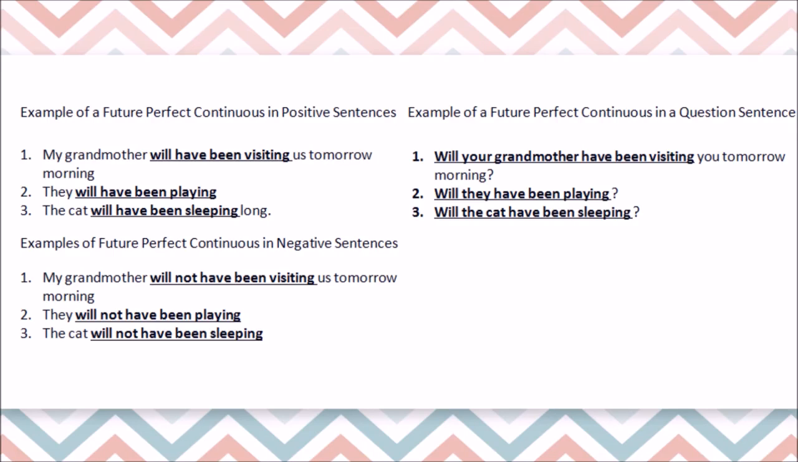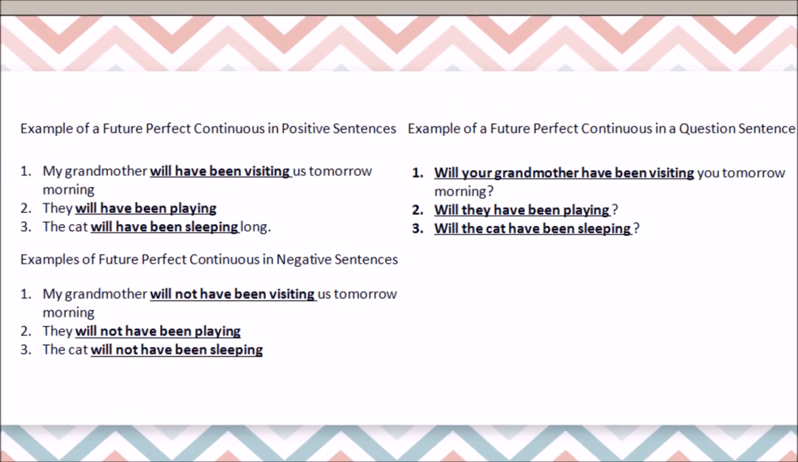Example of future perfect continuous in question sentence. Will your grandmother have been visiting you tomorrow morning? Will they have been playing? Will the cat have been sleeping?